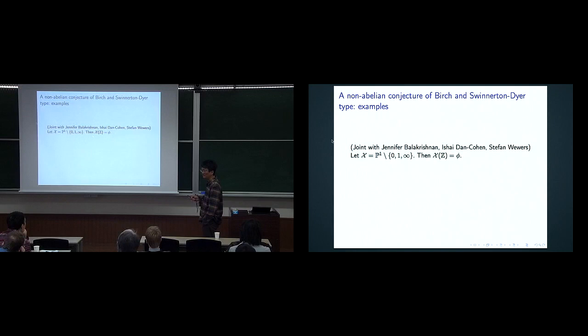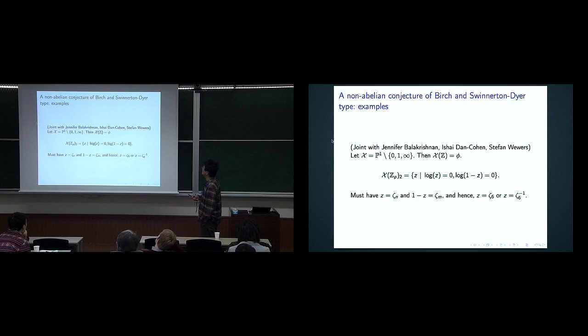So here, if you compute the first non-trivial level of the filtration, the second level of the filtration, on the p-adic points of P1 minus 3 points, what you get is just those points where log z is 0 and log(1 minus z) is 0. This is just the second level of the filtration. This is quite a straightforward consequence of a little bit of p-adic Hodge theory. Now, the statement is that the empty set is, of course, contained inside here.